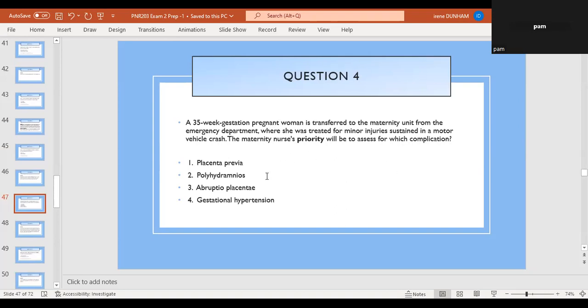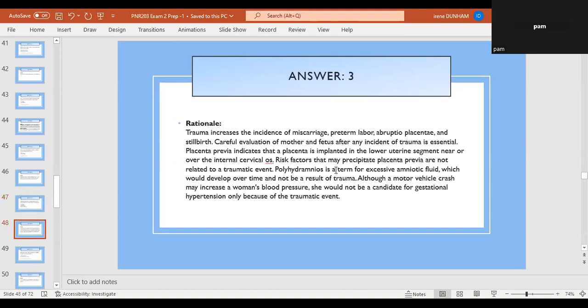Okay. So remember, we talked about this. So she was in a car wreck. What can happen to that placenta? It can come right off the wall. So it would be an abruptio placentae. There you go. Answer is 3.